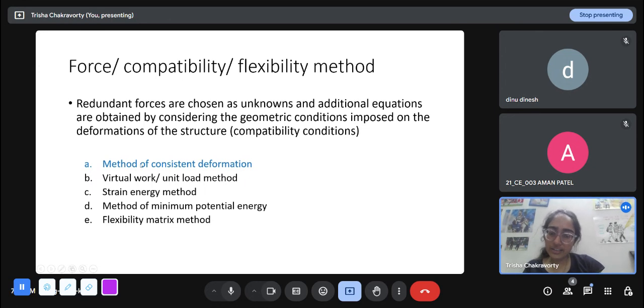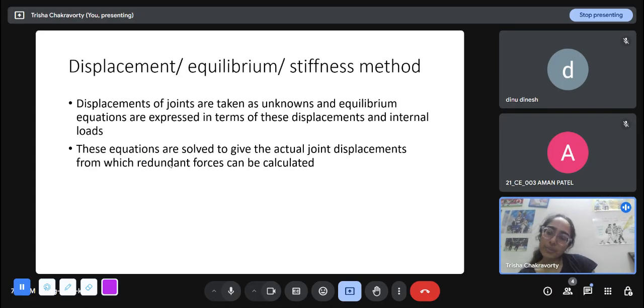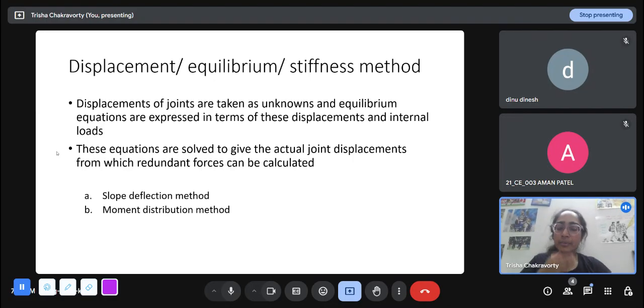This is the one we have seen in the previous 3 weeks. This is the one generally covered in undergraduate courses applied to beams, frames, and trusses. And the complementary set of methods is displacement or equilibrium or stiffness methods. Here, the displacements of joints are taken as unknowns, and equilibrium equations are expressed in terms of these displacements and internal loads. These equations are solved to give the actual joint displacements from which redundant forces can be calculated. There are three methods: the slope deflection method, which we will look at this week, then moment distribution method, and the stiffness matrix method in the last week of the course.